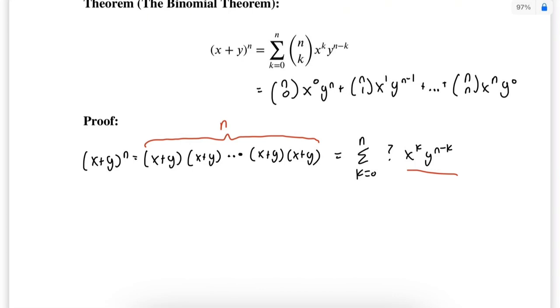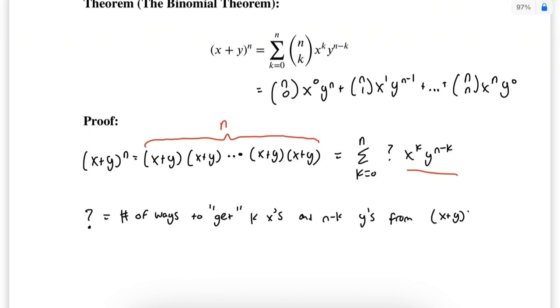So, okay. Let's think about what this coefficient means, okay? Essentially, I'll write this as this question mark. What does question mark equal? Question mark is the number of ways to get, I'm being a bit vague here, but maybe I'll phrase this, the number of ways to get k x's and n minus k y's from this product, right? From this x plus y to the n.